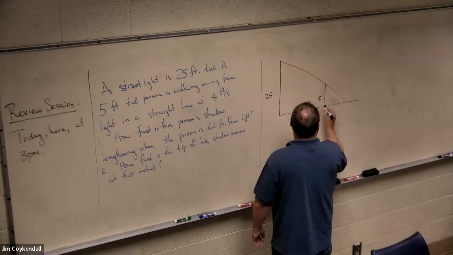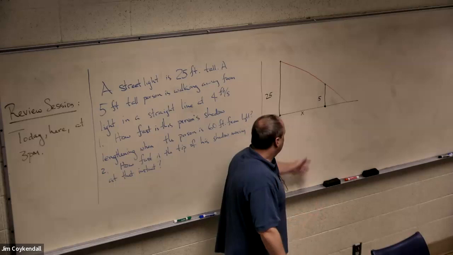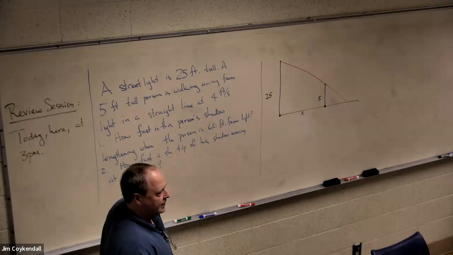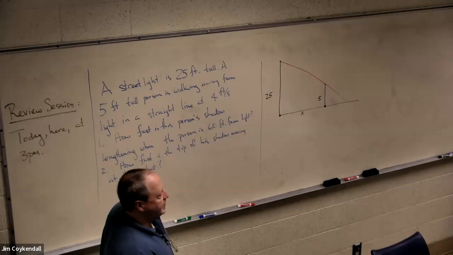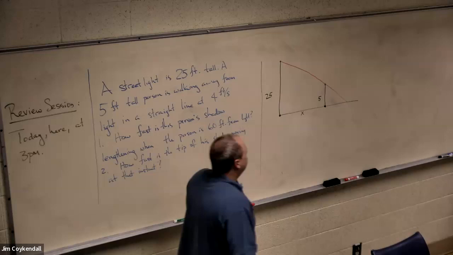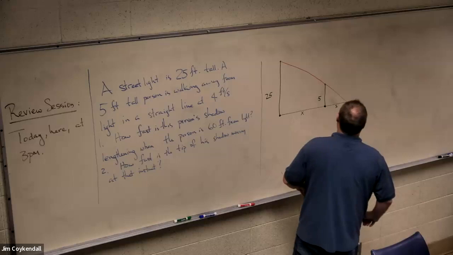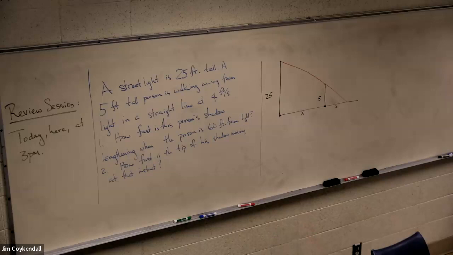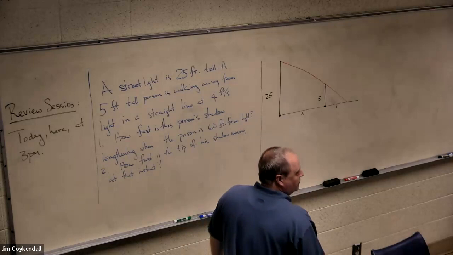This is the distance from here to here. X represents how far whoever this is is from the pole. What else maybe should I label? Does anybody see this person's shadow? Isn't this the shadow in front of you? So let's call this S for shadow. You're always better to overlabel rather than underlabel, because if you overlabel, you can just ignore it.